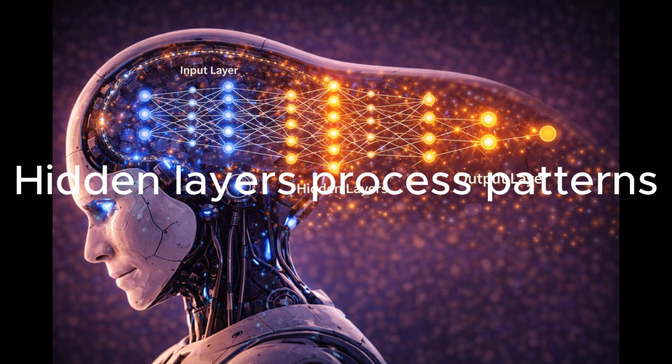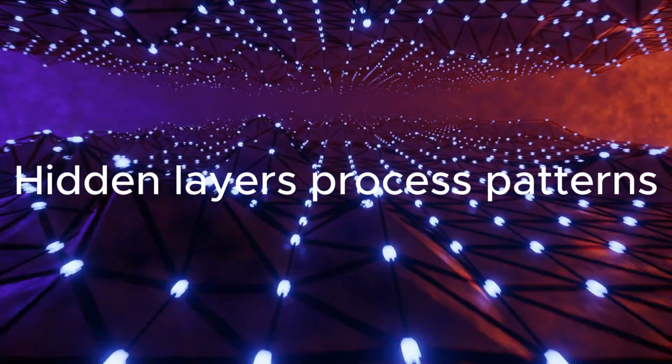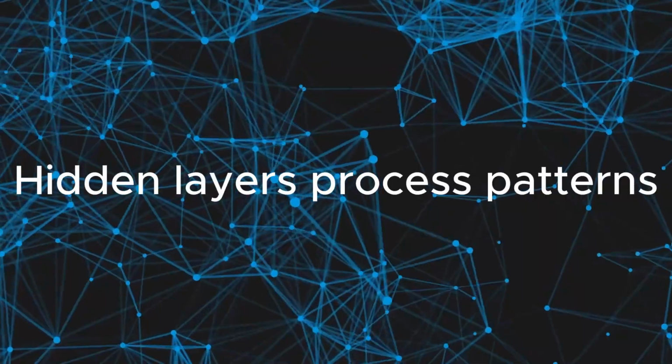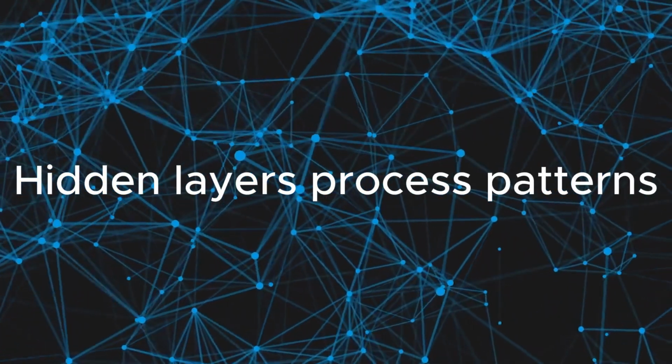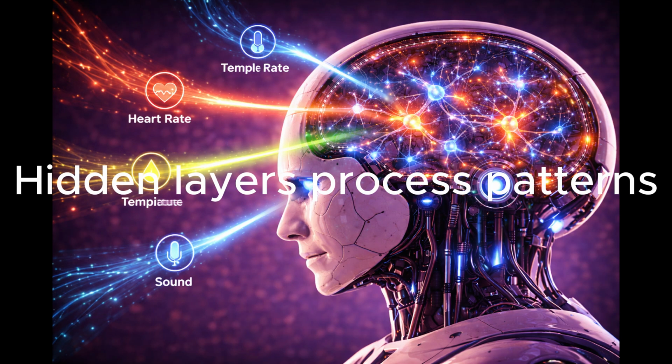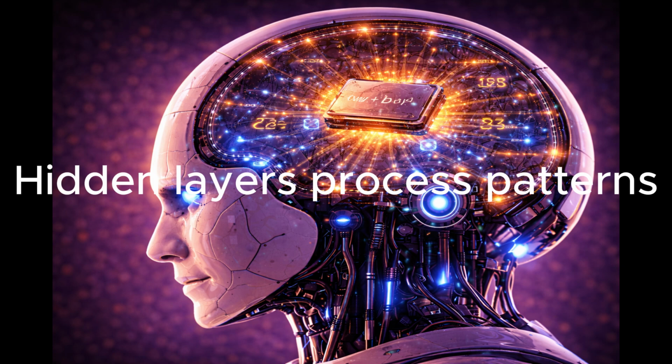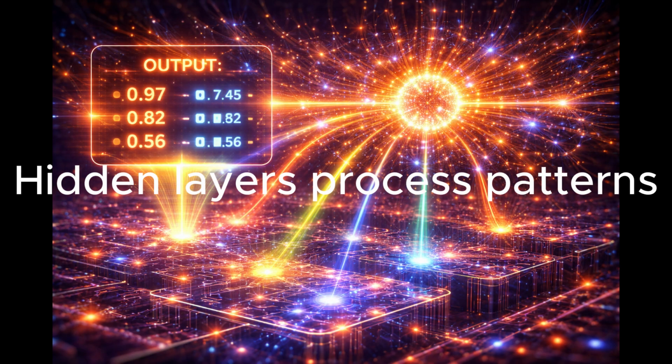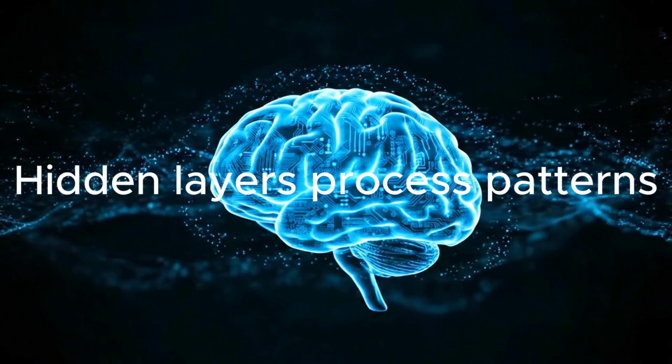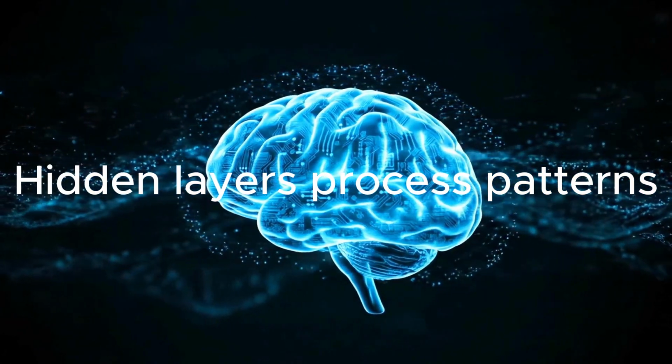The second part is one or more hidden layers. These are the layers where most of the processing happens. Each hidden layer contains units called neurons. A neuron takes the input values it receives, applies a mathematical calculation, and produces an output. That output is then passed to the next layer in the network.